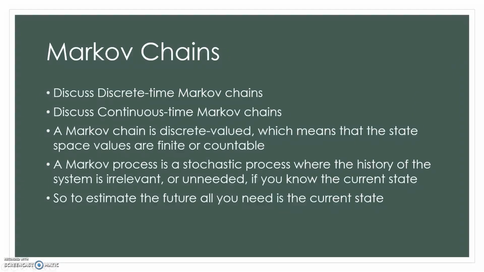Alright, so now we're going to talk a little bit about Markov chains. We're going to talk about two types of chains: discrete time and continuous time. A Markov chain is discrete valued, so the state space values are finite or countable. It's a stochastic process where the history of the system is irrelevant or unneeded if you know the current state. To estimate the future, all you need is the current state.